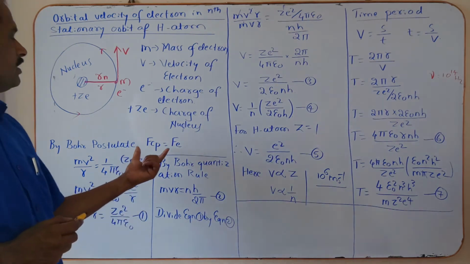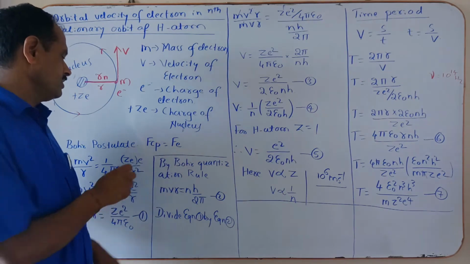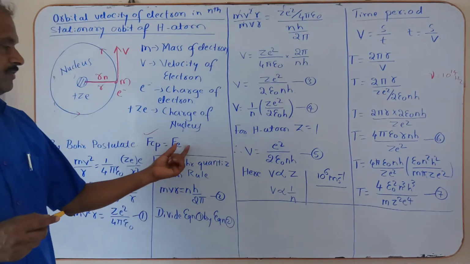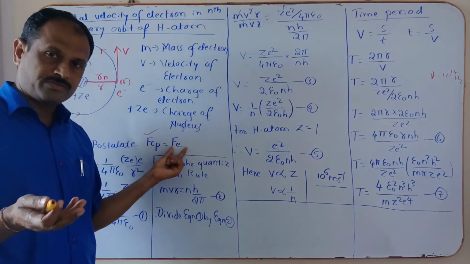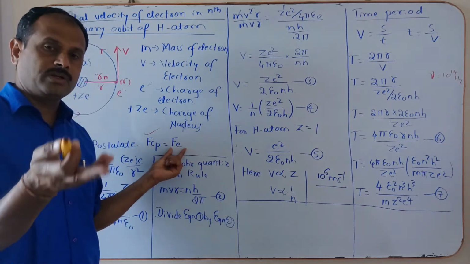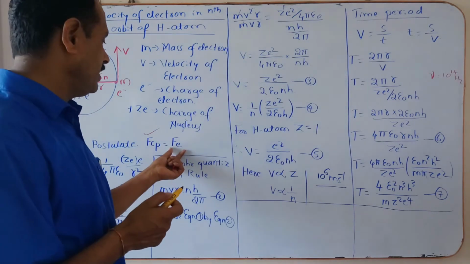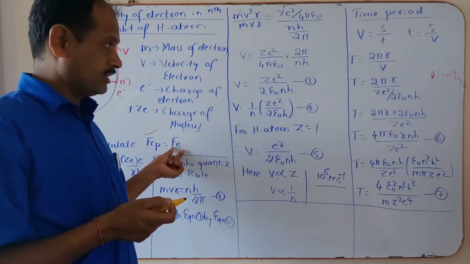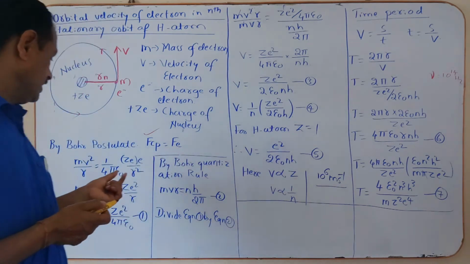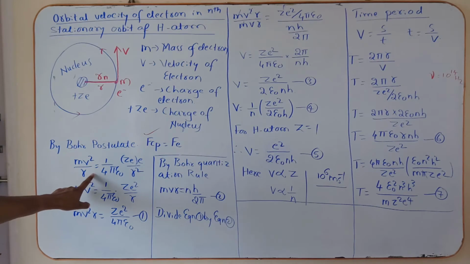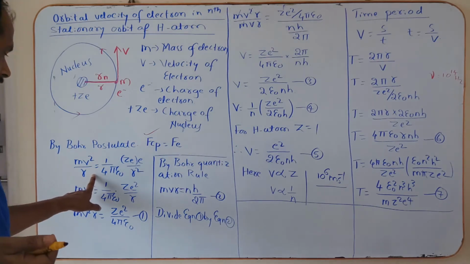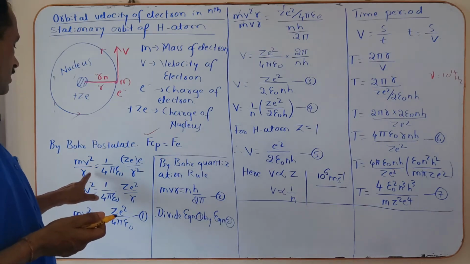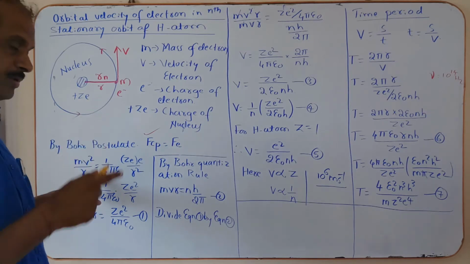Now according to Rutherford and Bohr postulate, the centripetal force is equal to the electrostatic force of attraction between the nucleus and the electron. The centripetal force is provided by the electrostatic force. Here centripetal force is mv square by r. What is m? Mass of the electron. v, velocity of the electron. And r, radius of the orbit of the electron.